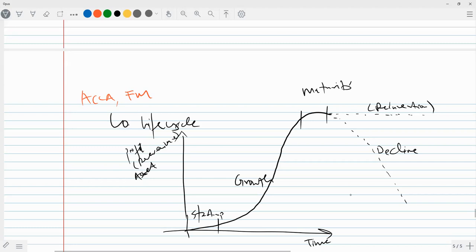So it depends on what stage of growth you are in. Are you a startup company? Are you in the growth phase? Are you a mature firm in the industry? Are you declining? What is happening? What phase are you in?